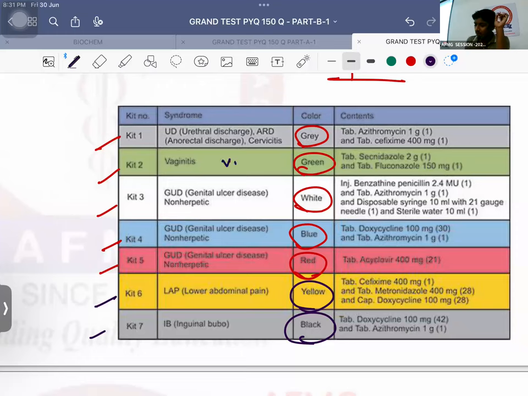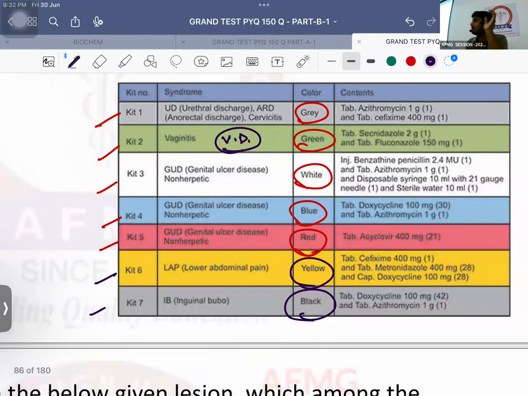For vaginal discharge, we use the green kit. So urethral discharge, cervical discharge, anorectal discharge, it is always the gray kit. Vaginitis or vaginal discharge, that is bacterial vaginosis, trichomoniasis and candidiasis, we will use the kit number 2, the green kit.